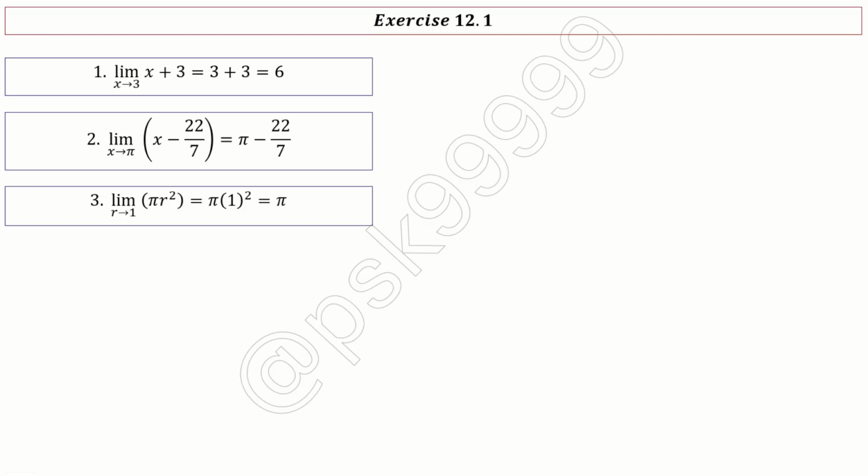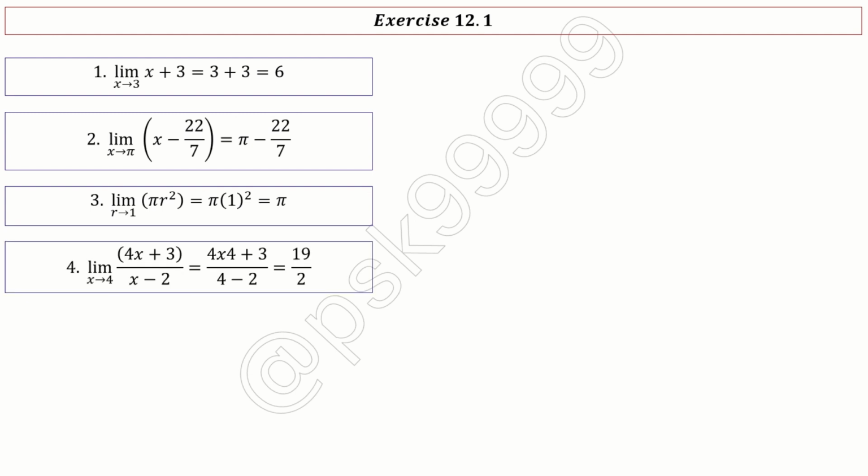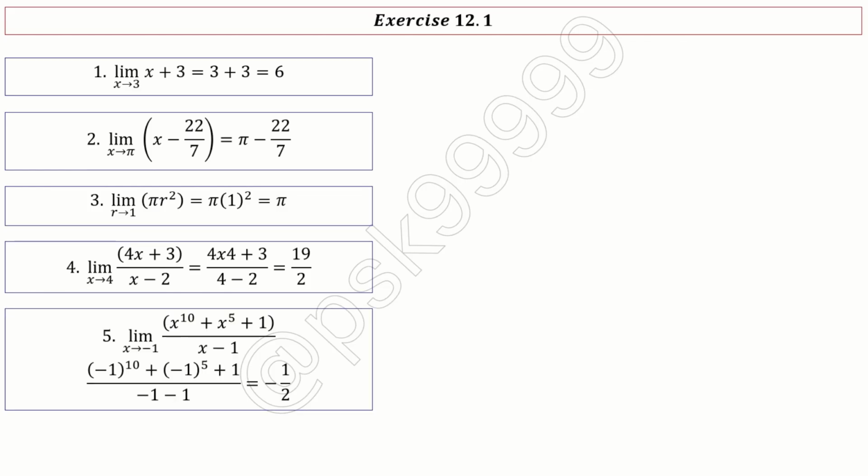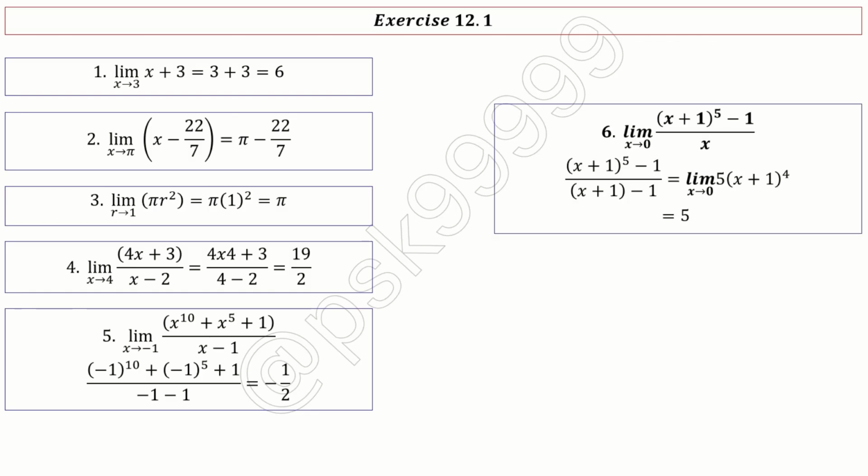Next. Limit r tends to 1, pi r square, which is nothing but pi. Limit x tends to 4, 4x plus 3 by x minus 2. If you substitute, you are not going to get any zeros in the denominator. So you can substitute directly, 19 by 2. Similarly here be careful, x is tending to minus 1, not 1. Since it is minus 1, the denominator is not going to be 0, so you just substitute the value, you will get minus half.